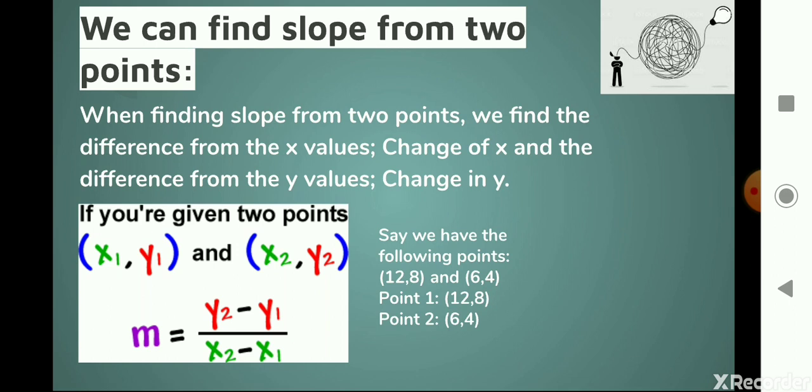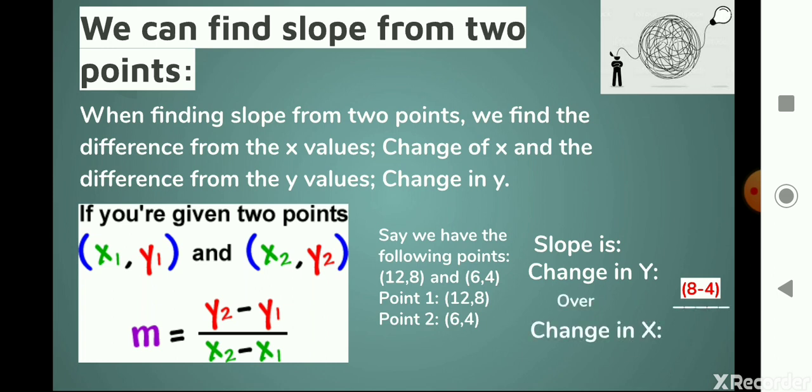Now let's say that we have the following points, 12, 8 and 6, 4. Now our first point is 12, 8, and our second point is 6, 4. Well, then the change in y is 8 minus 4. I am taking my y values and subtracting them. Now that's going to be over my change in x. Now I subtract 12 minus 6. So then my slope is 4 over 6.